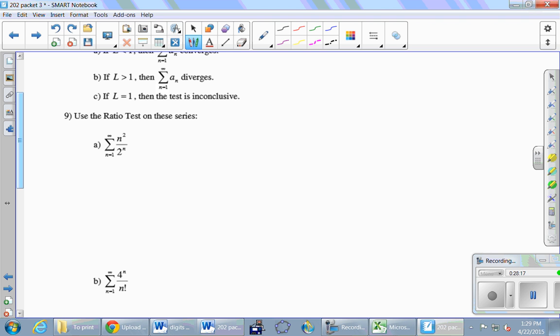So here's the idea. I'm going to call L the limit as n goes to infinity. Okay, this one, the order does matter. You have to put the n+1 version on top and the n version on the bottom. The n version on the bottom is easy because it's just copying whatever the original rule was. So down here it goes n squared over 2 to the n.